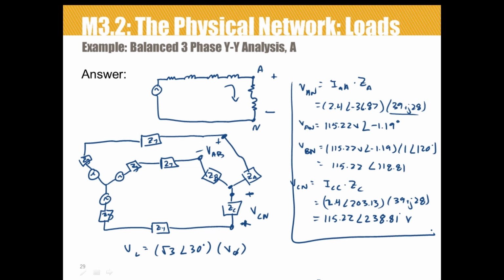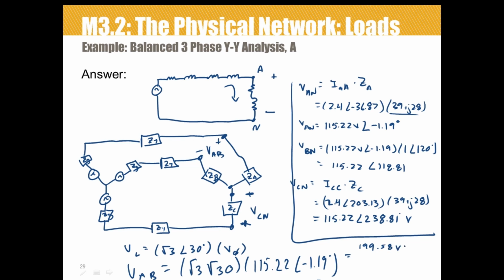We've got our phase voltages calculated. We did that here. So an example calculation of a line-to-line voltage is just going to be radical 3 angle 30 times the phase voltage, which was VAN, which was 115.22 at an angle of negative 1.19. And that gives us 199.58 volts at an angle of 28.81 degrees. So that's VAB.